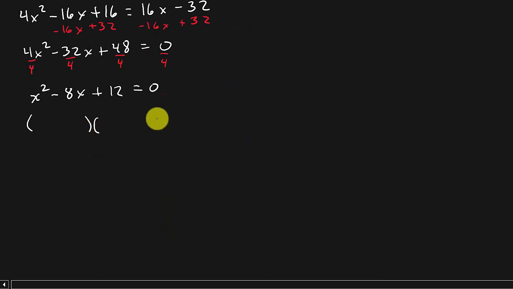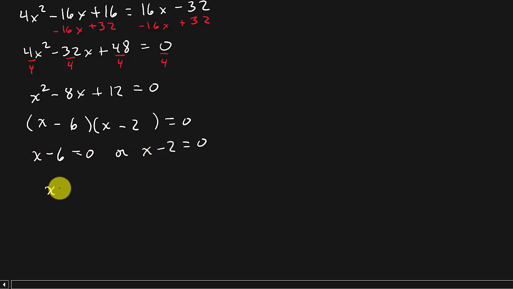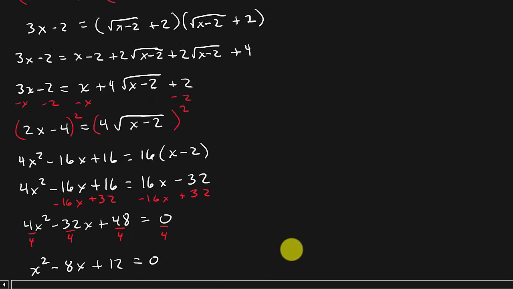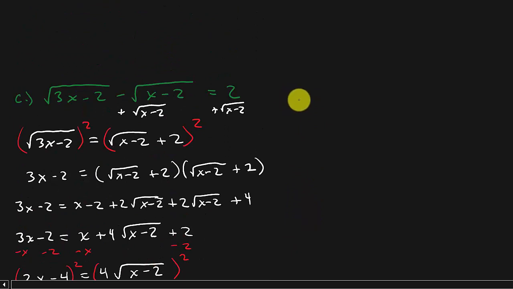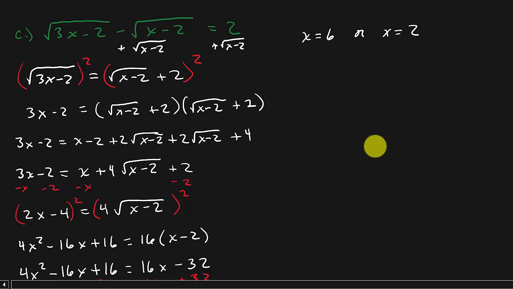And so this factors, that's going to be x minus 6 times x minus 2. So x minus 6 equals 0, or x minus 2 equals 0. So x equals 6 or x equals 2. All right, so let's write that up here. x equals 6 or x equals 2. And so we have to check.